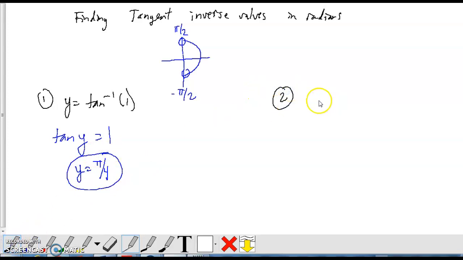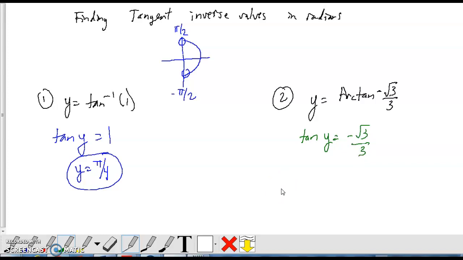Number 2, y is equal to, let's say, arctan of root 3 over 3, but let's make it negative, right? So again, this is like saying tan of something of negative root 3 over 3.